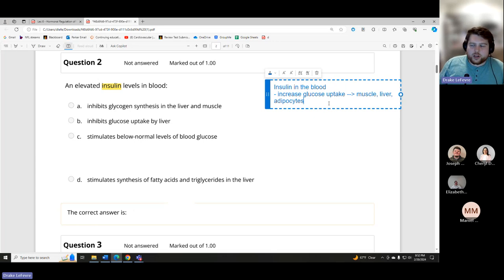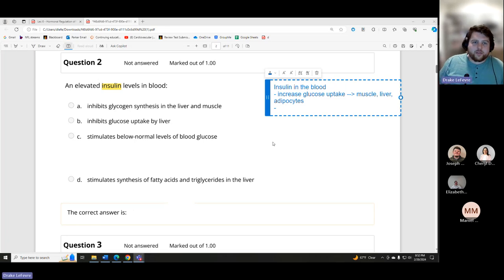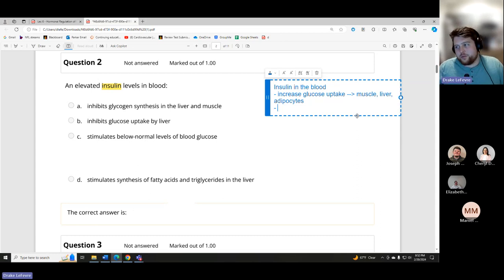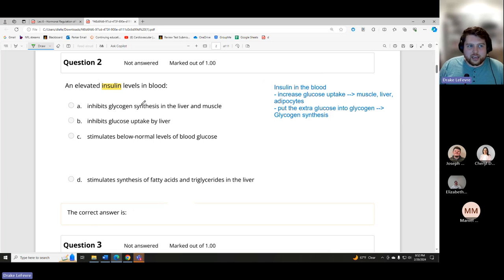And then from there, if we're taking in glucose, now we have a bunch of extra glucose. What are we going to do with it? We need to maybe save it for a rainy day. We need to store it. Put it into glycogen. Exactly. So we put the extra glucose into glycogen. This is glycogen synthesis. So instead of inhibiting glycogen synthesis, we're actually going to increase glycogen synthesis in the liver and the muscles.